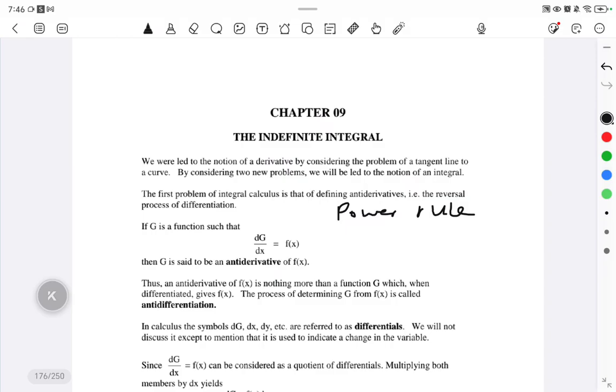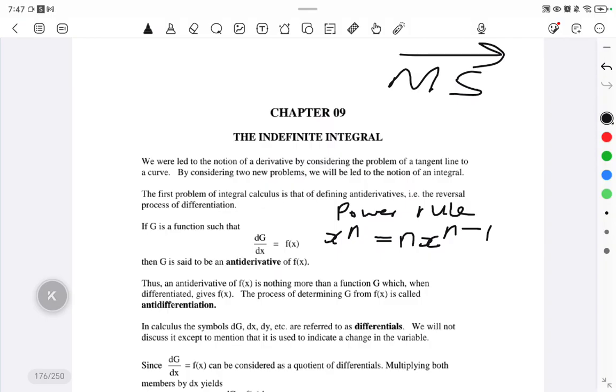We focus on reversing the power rule. You remember when I apply the power rule? We say that if I'm given x to the n, what I do first is multiply by that exponent. Then I subtract 1 from the exponent. The next thing which I did is subtract.